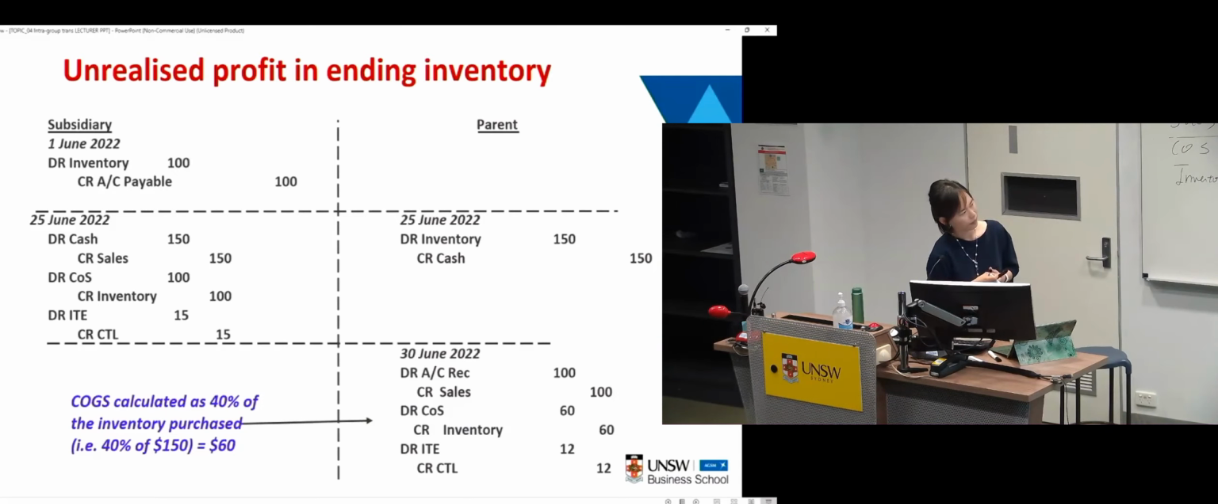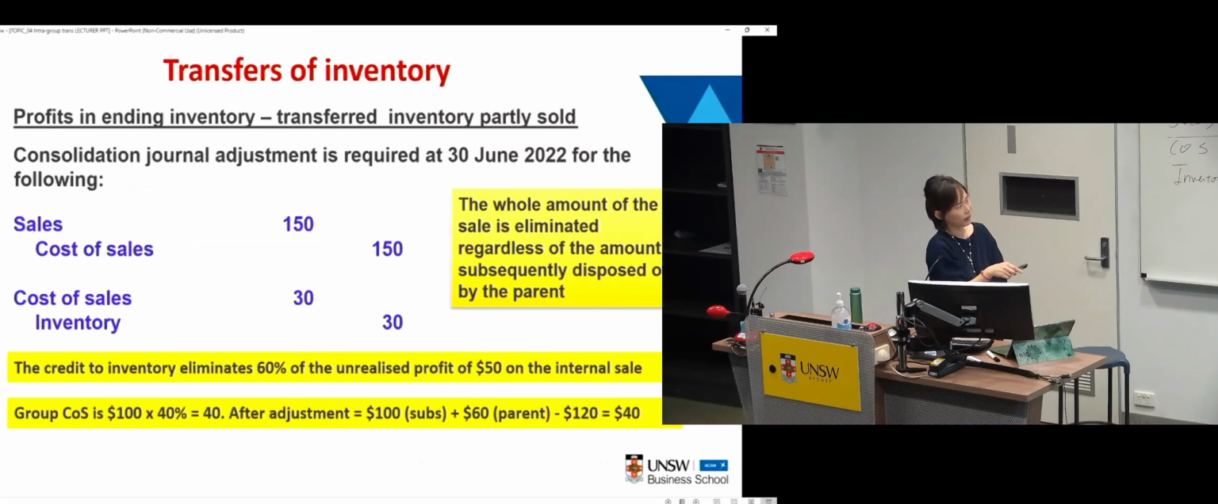Okay. Now, based on this part, we can find out your worksheet adjustment entry, right? So you debit sales 150, right? You credit inventory 30, right? Combine these two lines, you have a credit cost of sale of 120.